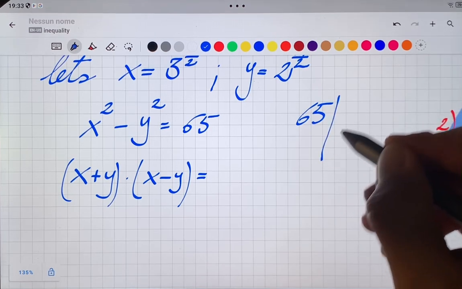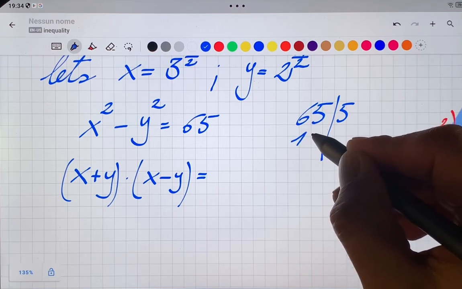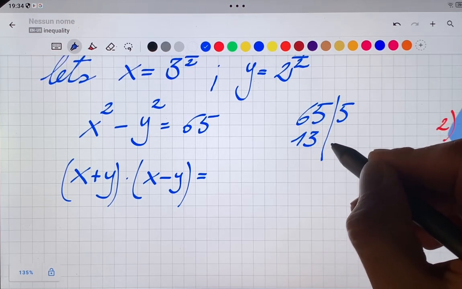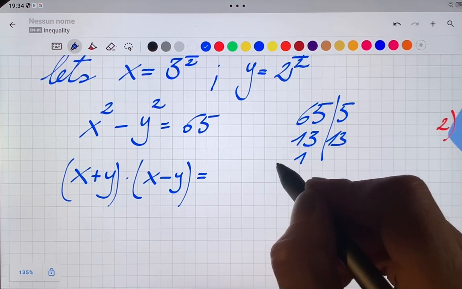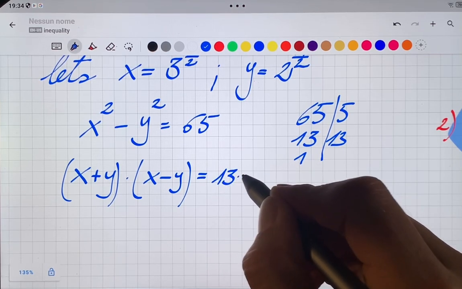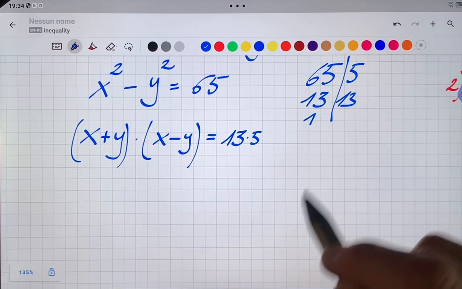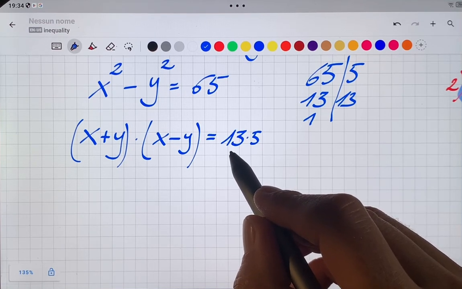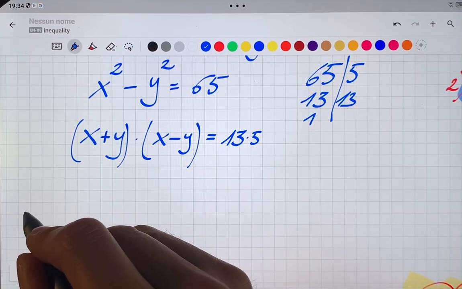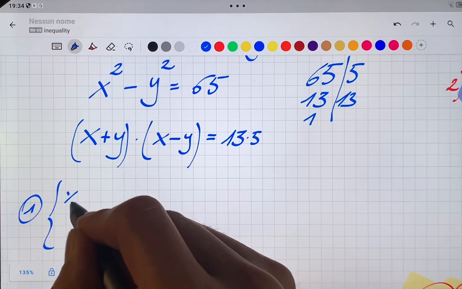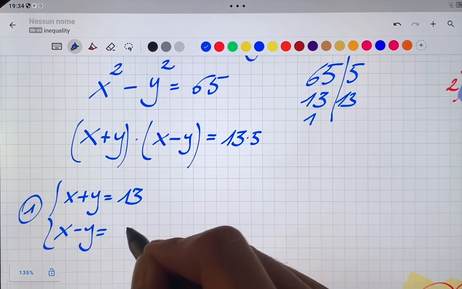65 can be divided by 5, and the result is 13. And then we divide 13 by 13, and that's 1. So 65 can be written as 13 times 5. Now, as you can understand, x plus y is equal to 13 and x minus y is equal to 5. This is the first case.